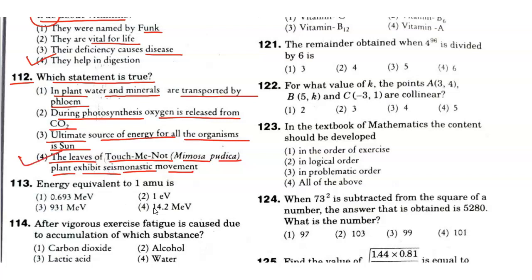The sun gives energy to all living organisms on the earth. Mimosa pudica, touch-me-not, is a sensitive and sleepy plant. It is well known for rapid plant movement. Its leaves close under various stimuli like touching, warming, or shaking. This type of movement is known as seismonastic movement. Okay, so that's why option 4 is correct.